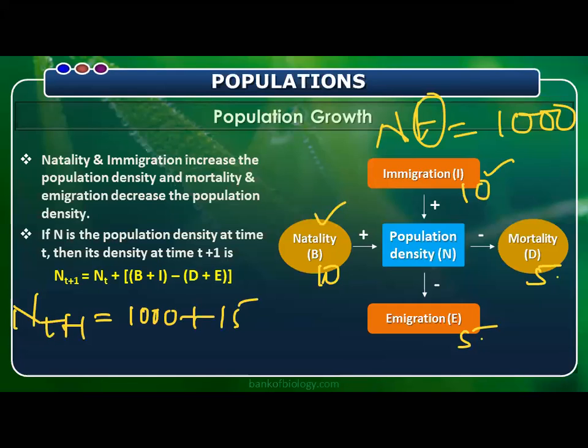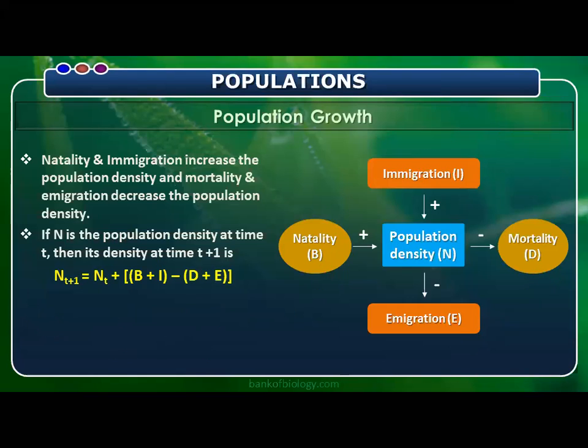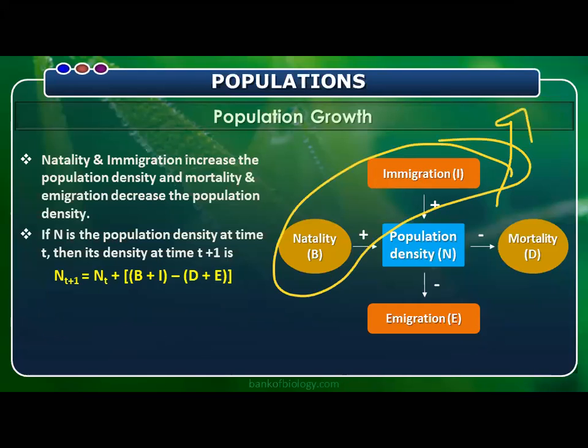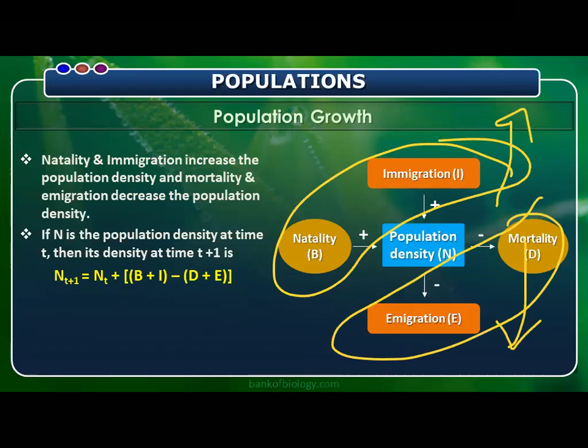5 plus 5, 10. So what is the next year population? 1000 plus 15 minus 10, 5. So a little increase of population, 1005. That we have to calculate like this. Very simple task. One time reading will make us get perfection in this area. The only thing you have to remember, these two aspects increase the population and these two aspects will decrease the population. That's all.